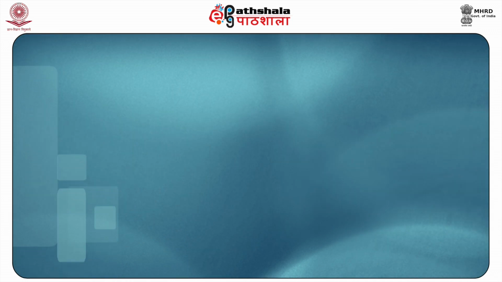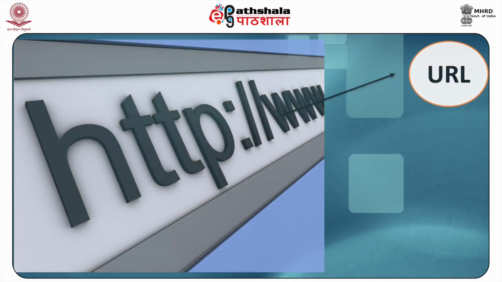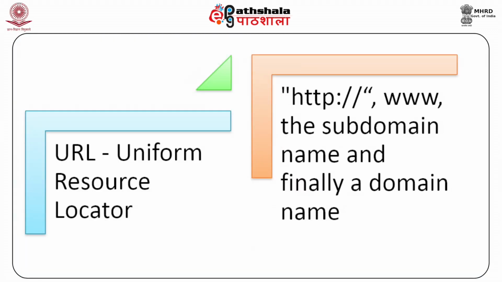Internet addresses. Internet address, normally referred to as URL, is essentially required to locate specific information available on it. This is analogous to a telephone directory where a specific number indicates a specific telephone connection to a person. So, in order to reach a specific web page on the internet, you need to type its precise address. URL is a short form of Uniform Resource Locator. The structure of internet address consists of a protocol prefix like HTTP, www, the subdomain name and finally a domain name. HTTP stands for Hypertext Transfer Protocol.